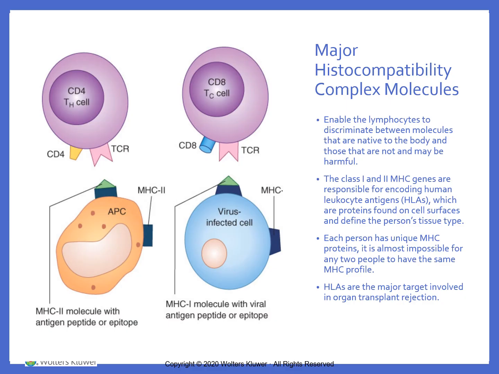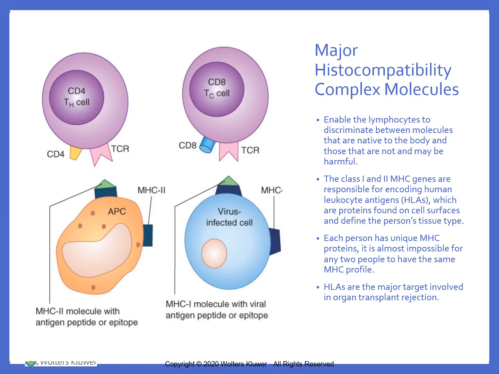And these HLAs, or human leukocyte antigens found on the cell surfaces, are the major target involved in organ transplant rejection. So when someone gets an organ transplant, one of the things that we have to do throughout the span of that transplant lifespan is suppress the immune system enough to prevent the host from essentially attacking the transplanted organ because of that difference in HLA proteins on the surface of the cells.